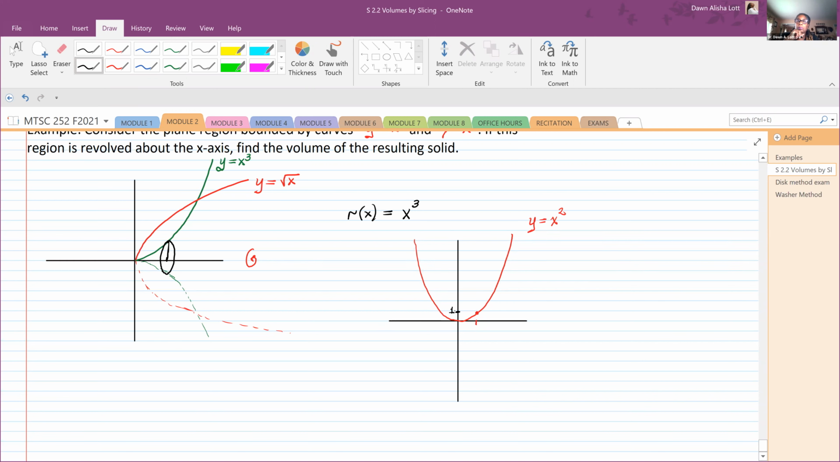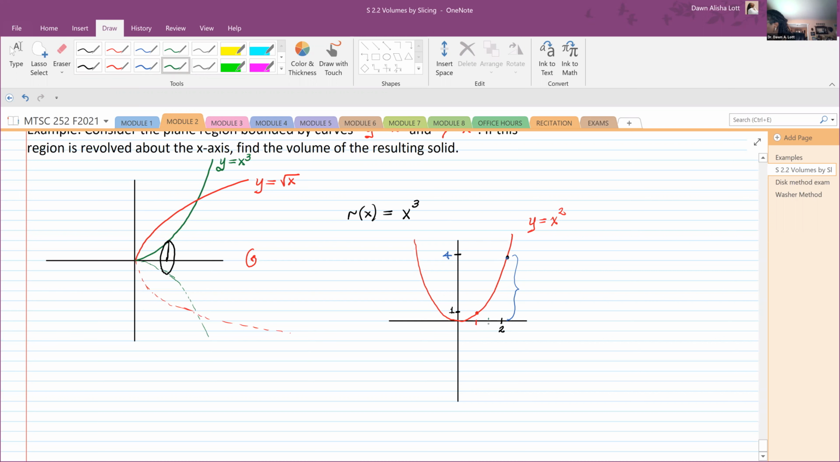If I choose the value 2 and I go up here and I scroll over to here, what is this height? 4. Okay, so if I'm at 2 and I go up to the value on that curve, you took 2 and you squared it. So you got 4.